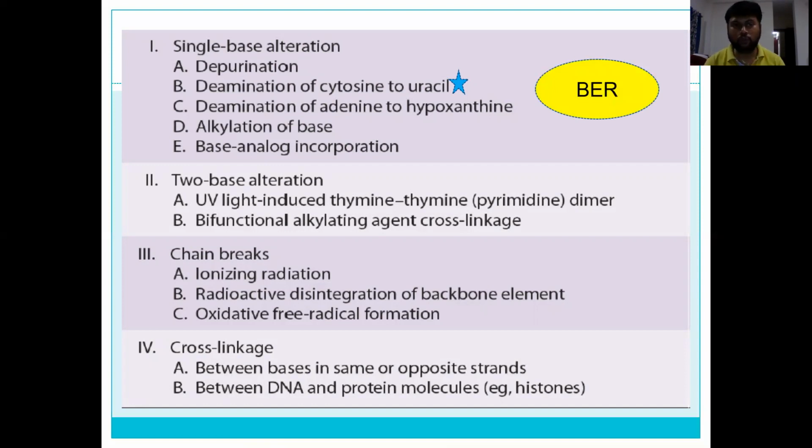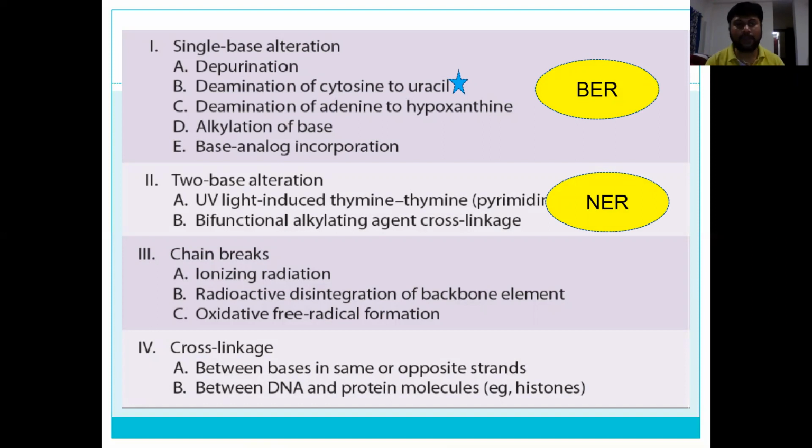Next, coming to two base alterations. The most common one is the pyrimidine dimer or thymine dimer caused by ultraviolet radiation. To correct this error and to prevent the mutation caused by this error, we are equipped with nucleotide excision repair.